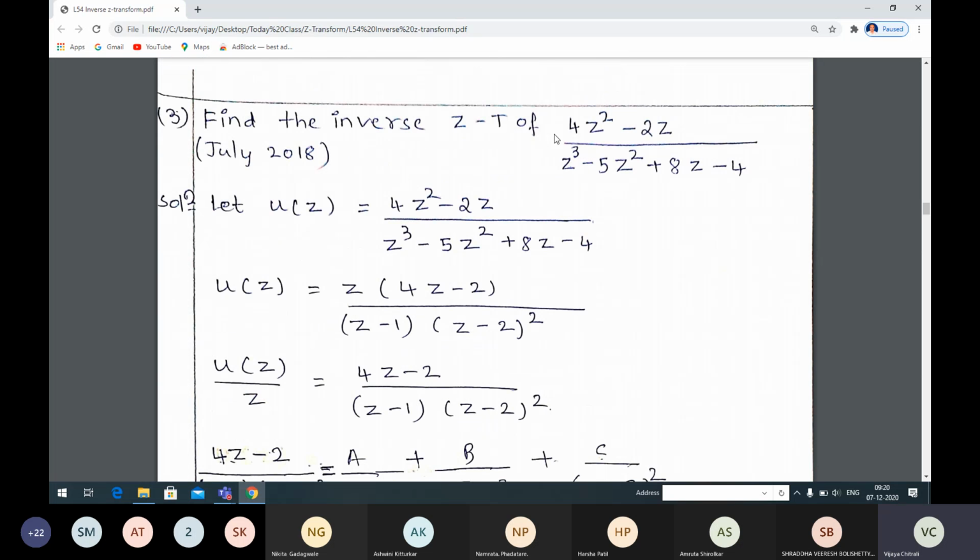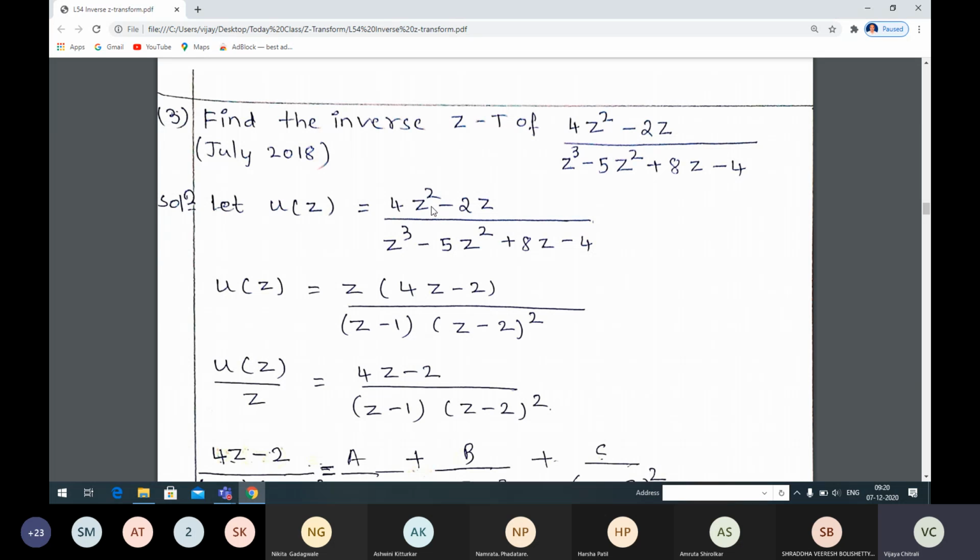Find the inverse z transform of 4z square minus 2z divided by z cube minus 5z square plus 8z minus 4, right? So what is given here? U(z) is given. Let U(z) be equal to 4z square minus 2z divided by z cube minus 5z square plus 8z minus 4, right? So the very first step is we want U(z) divided by z. We want U(z) divided by z, right?